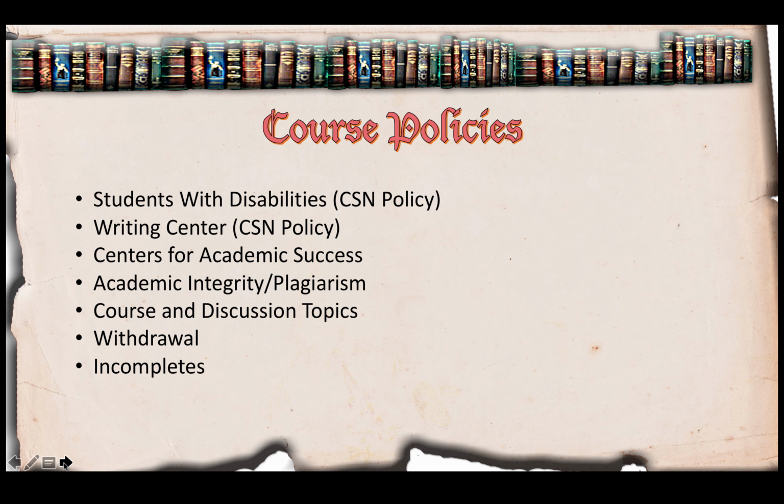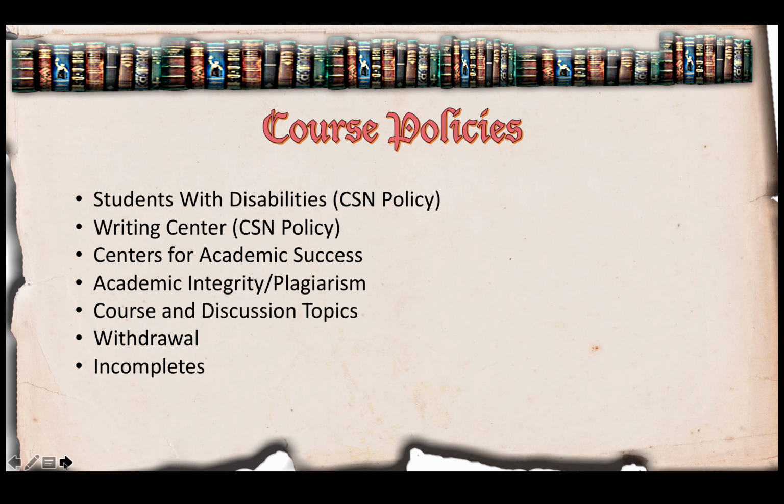CSN's policy is that students must have completed most of the coursework to be eligible for an incomplete. In most cases, this means that you can't apply for an incomplete unless you face an extraordinary circumstance after the last day to withdraw. There are exceptions in the cases of really serious extraordinary circumstances, but that's usually the case. Now, incompletes are granted very rarely.